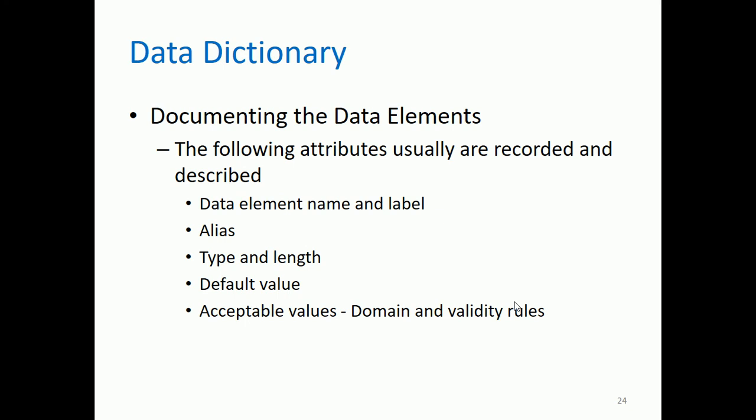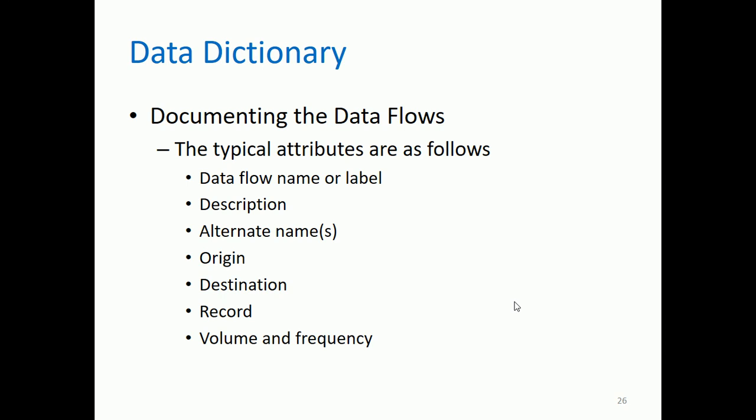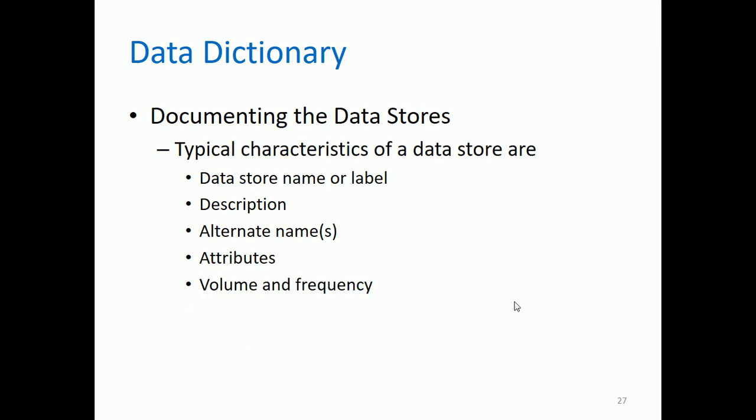Then the following attributes are usually recorded and described: the data element name and label, alias, type and length, default value, acceptable values, domain, and validity rules. Acceptable values are used for data validation. Then also the source, security, responsible user or users, and description and comments, as you can see in the table. The typical attributes of a data flow are as follows: data flow name or label, description, alternate name or names, origin, destination, record, volume, and frequency.